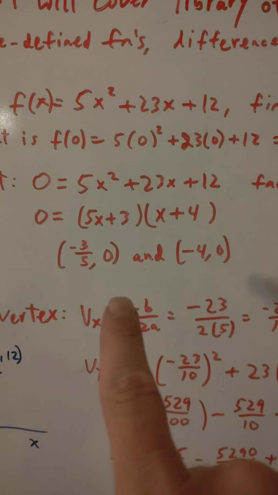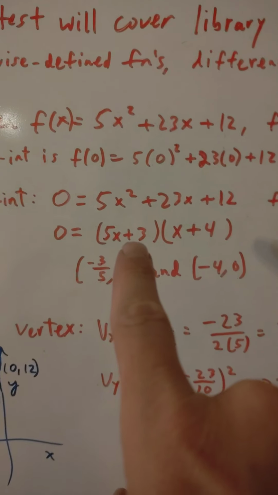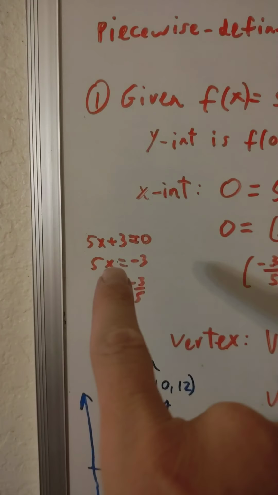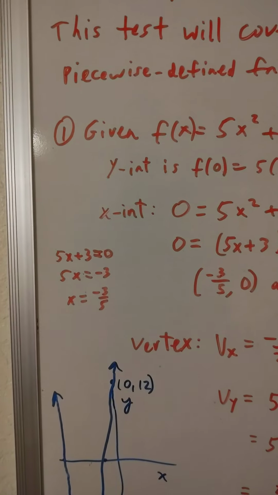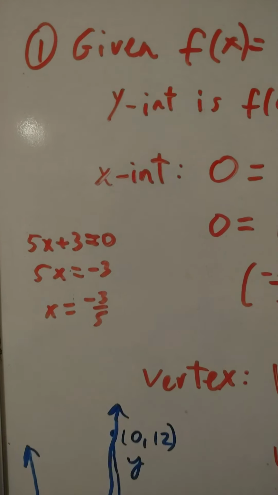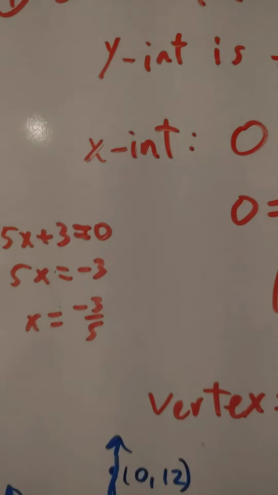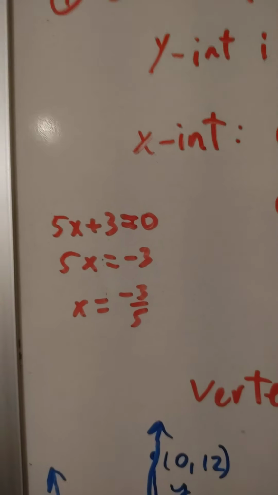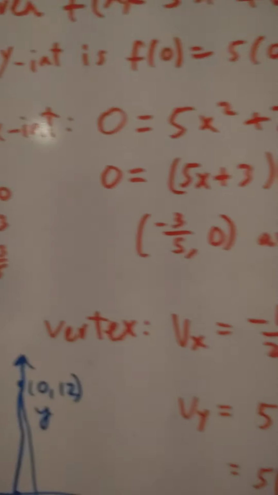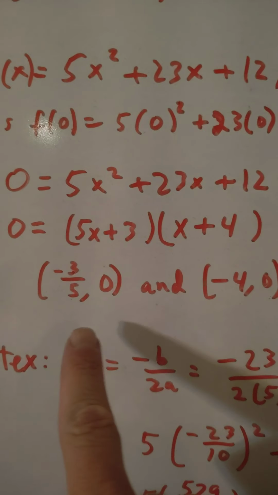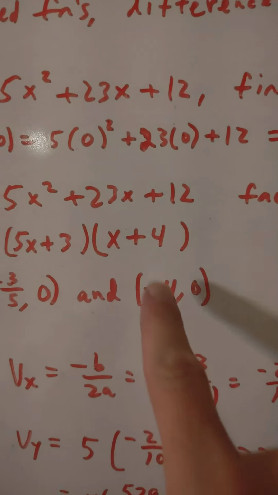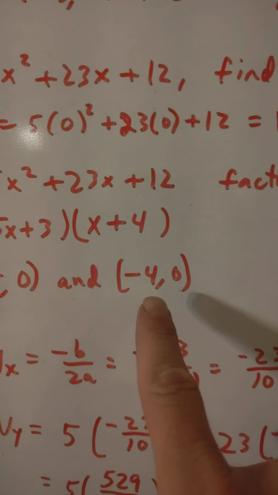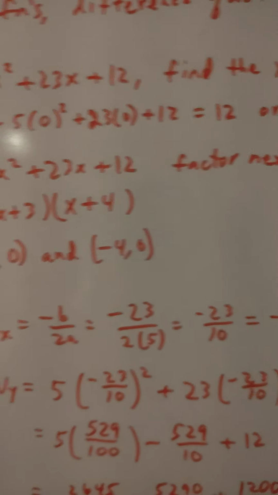And now the zero factor property. This one's tough to do in your head, so I did the scratch work over here. 5x plus 3 equals 0. And let's solve that for x. Subtract 3 from both sides. We get 5x equals negative 3, and then divide both sides by 5, and we get x equals negative 3/5. So that's one x-intercept. I wrote it as an ordered pair. And then this one you can tell by inspection, x is going to equal negative 4. So those are the 2 x-intercepts.